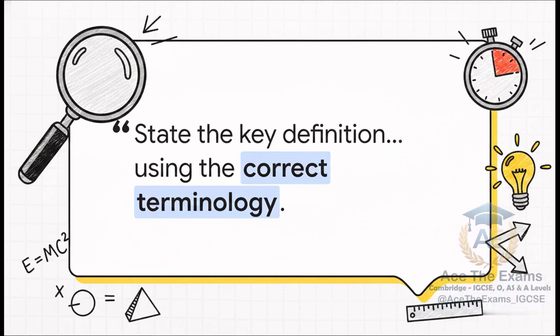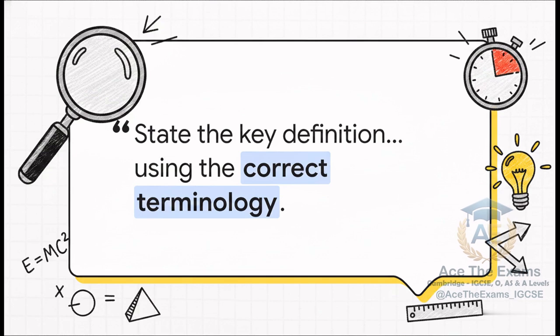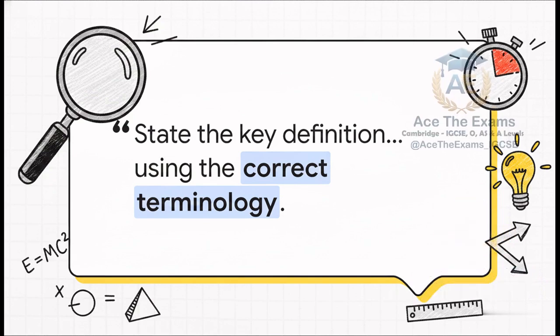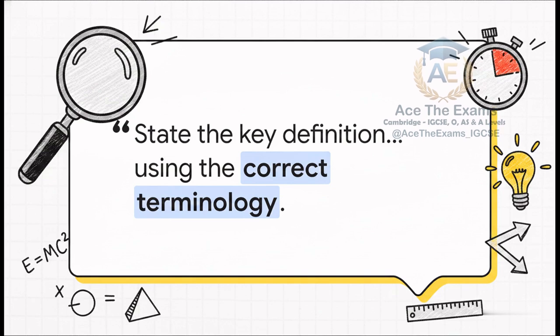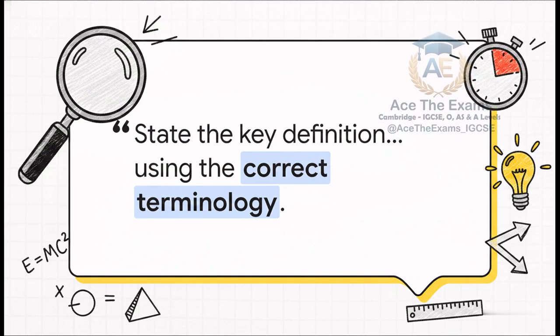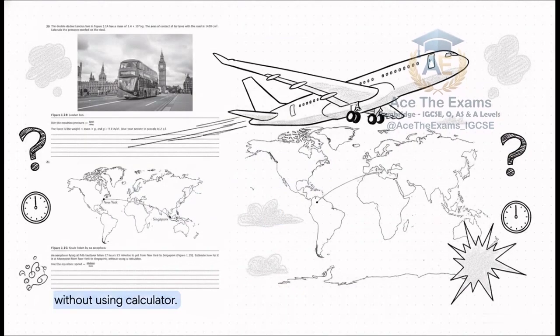You must state the key definition, law, model, method, or equation using the correct physics terminology. Stick around because seeing how this specific rule applies changes everything about how you approach distance estimation on this paper. It's literally the difference between an A star and a B. All right, let's shift our focus to the aeroplane estimation problem.